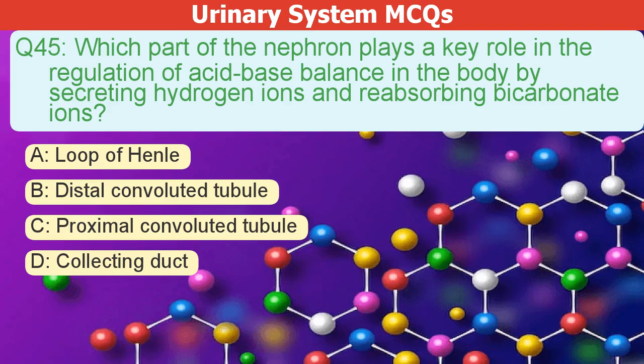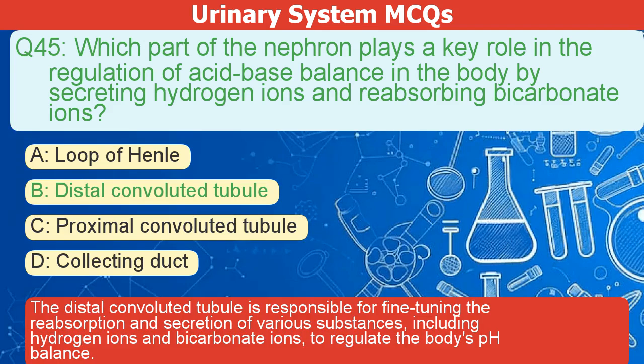Which part of the nephron plays a key role in the regulation of acid-base balance in the body by secreting hydrogen ions and reabsorbing bicarbonate ions? A. Loop of Henle. B. Distal convoluted tubule. C. Proximal convoluted tubule. D. Collecting duct. The correct answer is B. The distal convoluted tubule is responsible for fine-tuning the reabsorption and secretion of various substances, including hydrogen ions and bicarbonate ions, to regulate the body's pH balance.